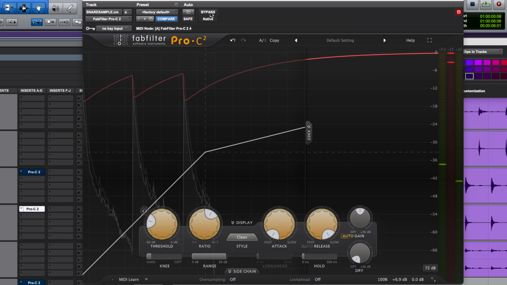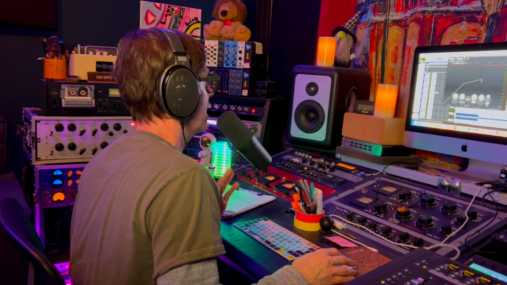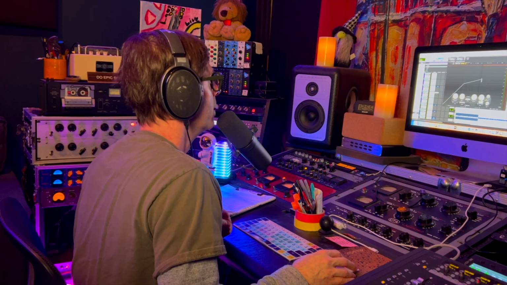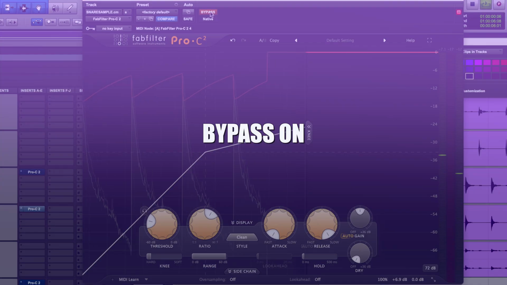And I'll show you what I mean. I'm going to bypass the plugin. So we have it on a super fast attack, a super slow release, and we're getting like 16 decibels of gain reduction. And watch what happens when I bypass. You're going to hear some subtle differences, but for the most part, the sound of the drum remains intact, as opposed to if you remember back to when we were playing with the attack settings and going from fast to slow, how we were radically changing the sound of the snare drum. But with a very slow release and a fast attack, watch what happens.